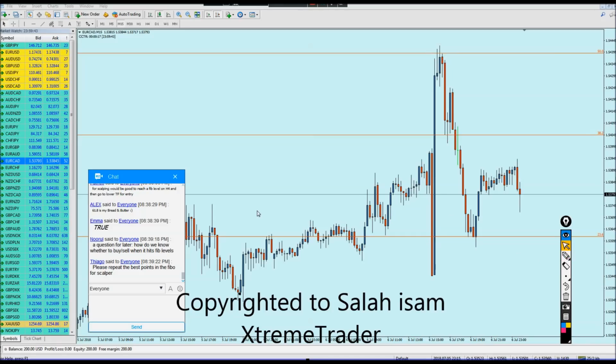A lot of questions are coming while I'm recording. How do we know whether to buy or sell when it hits Fibo levels? Well, I think it depends on the support or resistance. The best points will be 61.8 and 50. If the lower low is next to the entry point, you should consider entry.